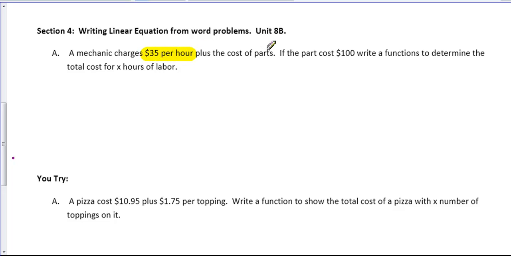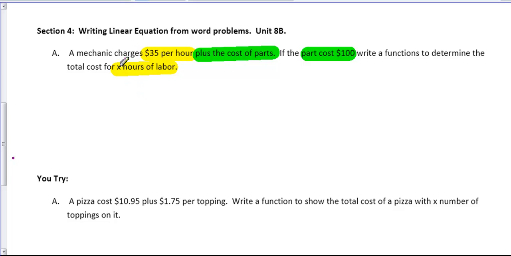The per hour is a big deal because that represents a variable cost. Okay? Meaning, in other words, we don't know how many hours we're looking at. Alright? Plus the cost of parts could also be a variable. However, in the next statement it says the total part cost is $100, so we know what the cost of the parts are. Alright, we're asked to write a function to determine the total cost for X hours of labor.